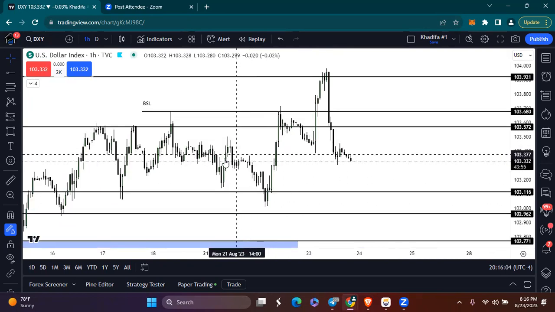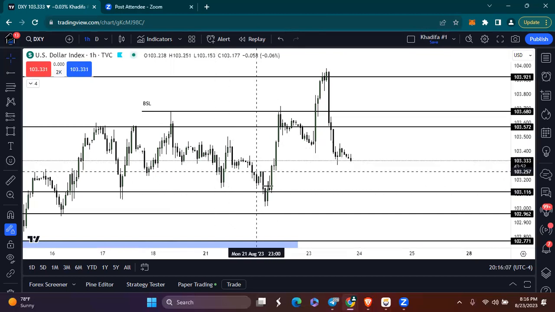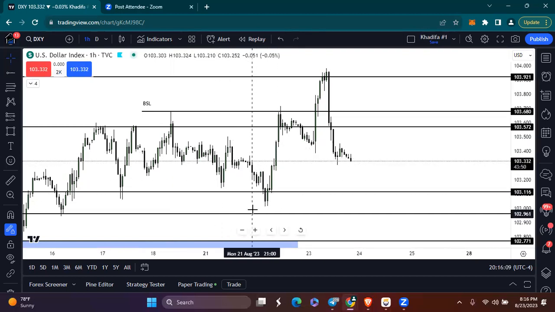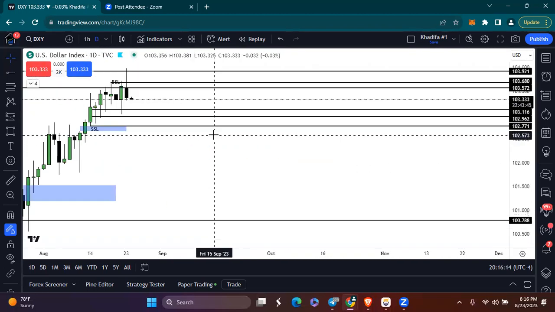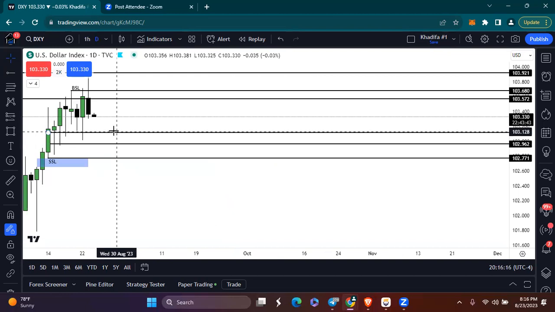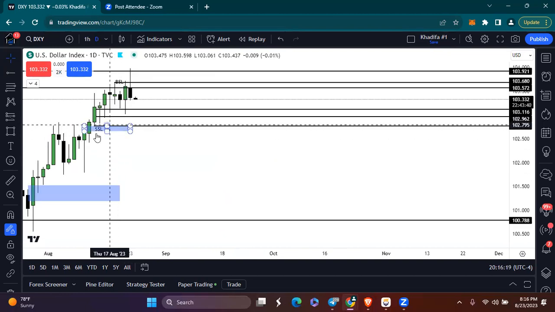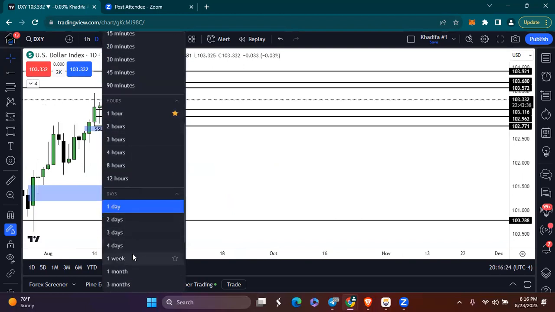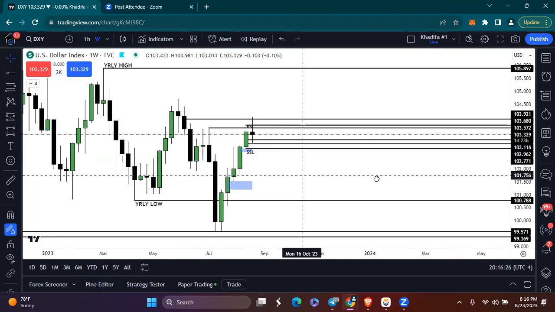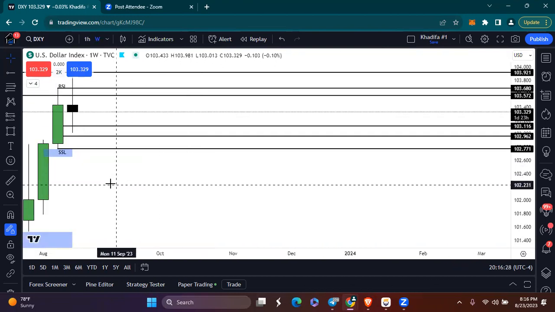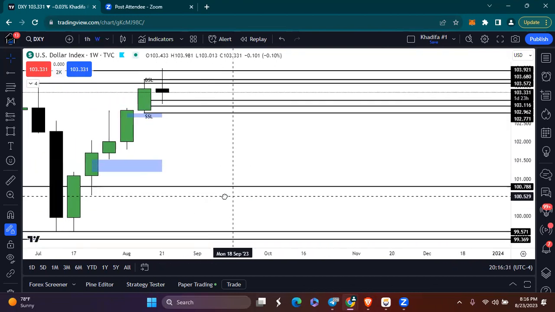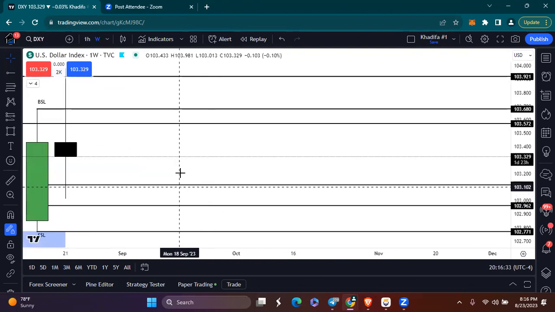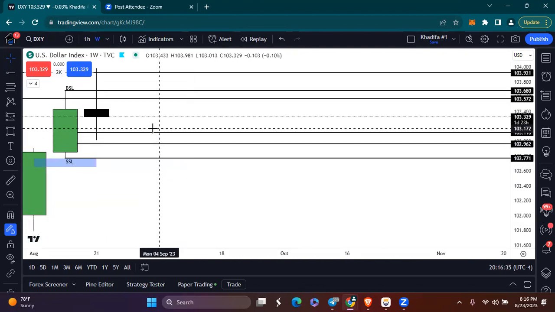So technically, we got the move that I was looking for in the beginning of the week. I wanted to see price pull back down to this discount array from last week's weekly range, going back to the weekly time frame, and we got that. So I sent out a tweet today explaining how I analyze the markets every week.